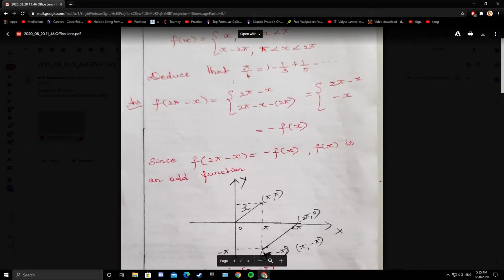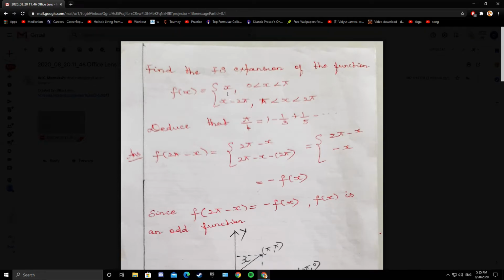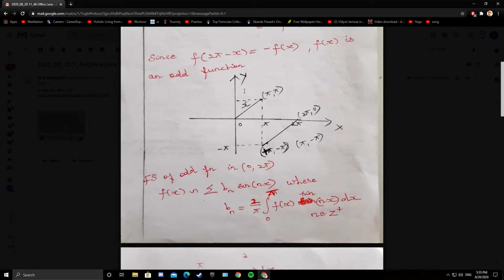Both are first degree expressions, so they are straight lines. We have x from 0 to pi and x minus 2 pi from pi to 2 pi. And then I have joined x to x minus 2 pi by a dotted line. So we have this wave. We have x, and this is the dotted line, and then again pi, x minus 2 pi. This is called a sawtooth wave or sawtooth signal.